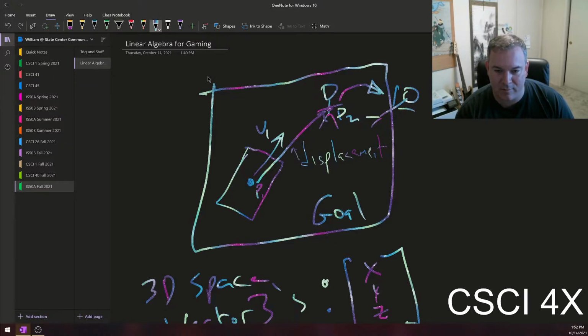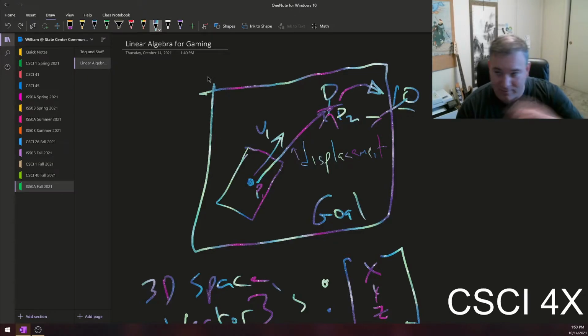So the displacement vector is that vector there, starting at P1, pointing at P2. And that tells us the direction and the distance that the pedestrian is from the car. Get the general idea, but need to study it more.